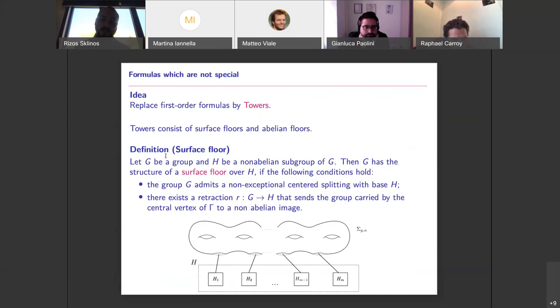creatures of logic, formulas, with constructions of group theory, where in the work of Sela we had tools to handle. So the idea is to replace first order theory formulas with constructions called towers. So towers are groups that are constructed in a particular way using surface floors and abelian floors. So I'm going to define what a surface floor is, what an abelian floor is, and then I'll give you the whole picture of how a tower looks like, right?